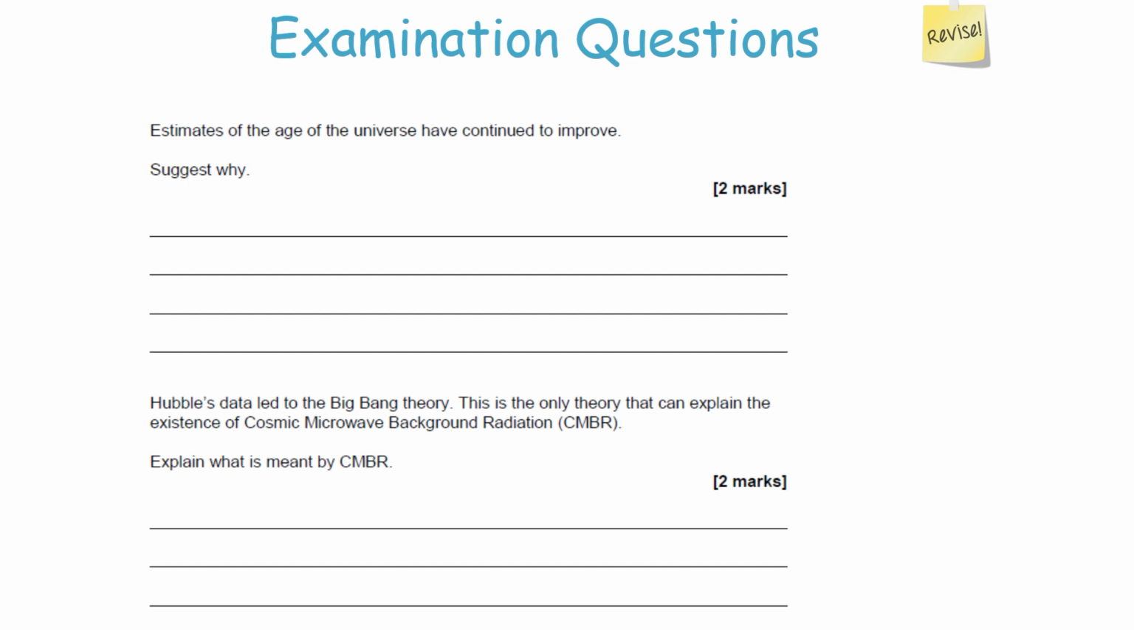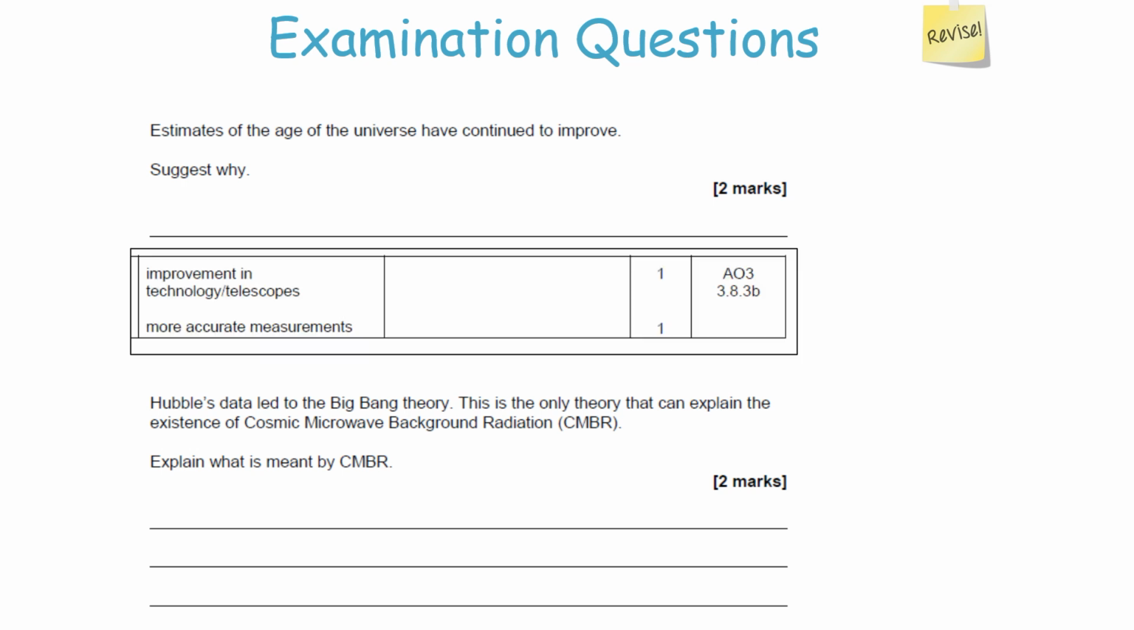Right, this first question is pretty much asking you how have we improved our scientific methodology and our technology over the past 100 years or so. And the idea is we've had improvements in technology. Our telescopes have got better, so we can now take more accurate measurements. Accurate means closer to the right answer, so it's appropriate to use accurate in this situation.